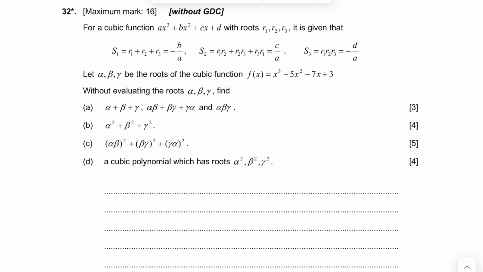Question number 32. For the cubic function, the roots are r1, r2, r3. It is given that the sum of the roots, two roots at a time, and three roots at a time are given. Alpha, beta, gamma are given. So what is alpha plus beta plus gamma? Find the value of alpha plus beta plus gamma, which is 5.